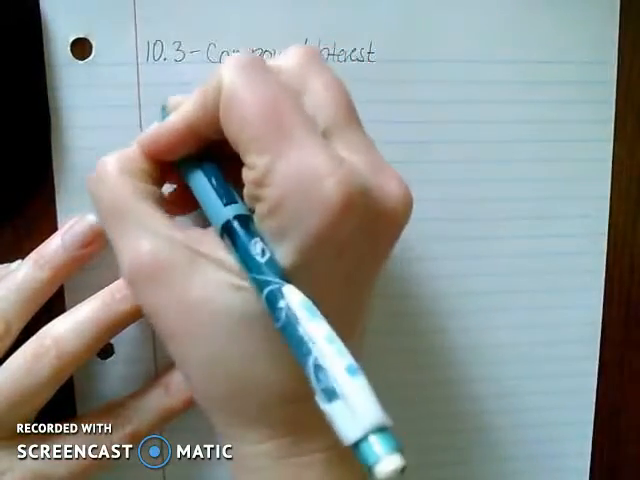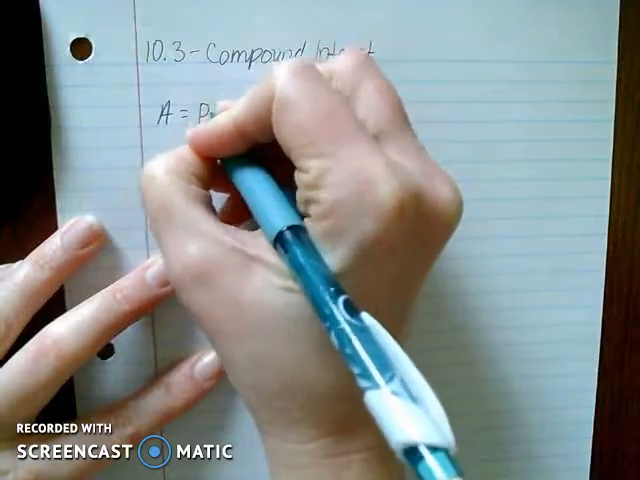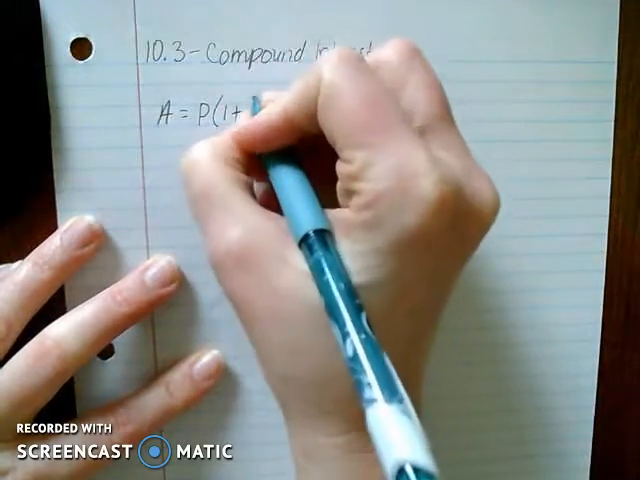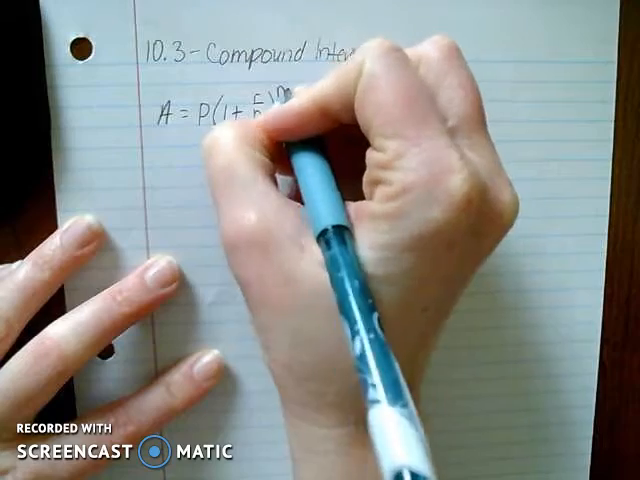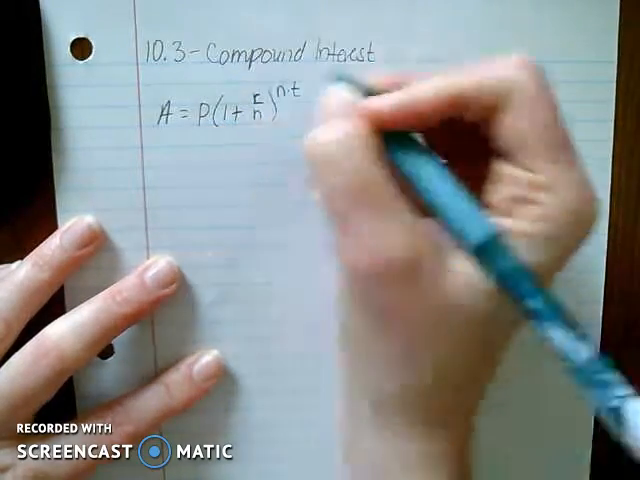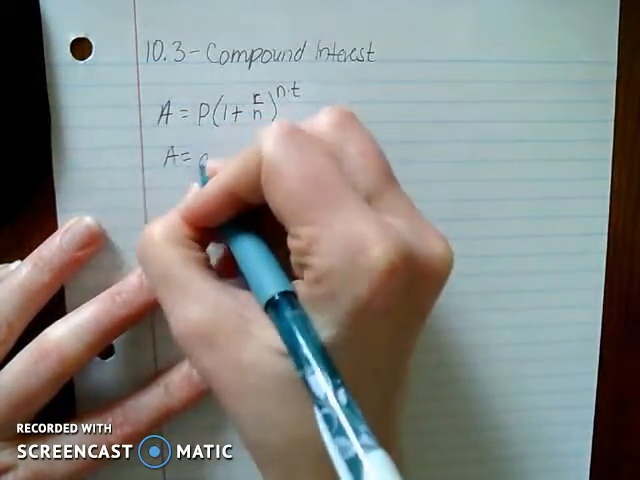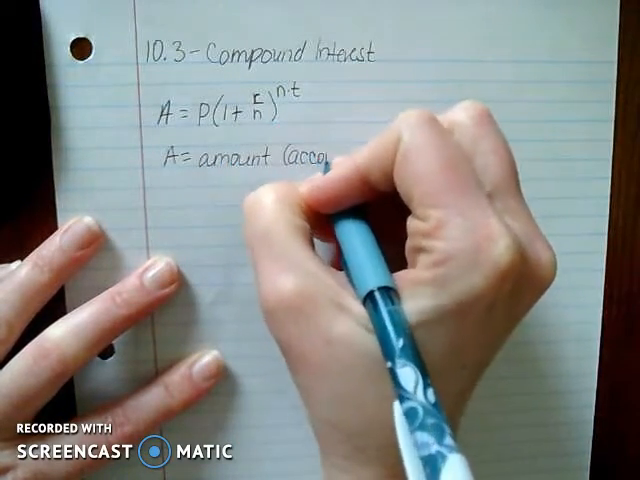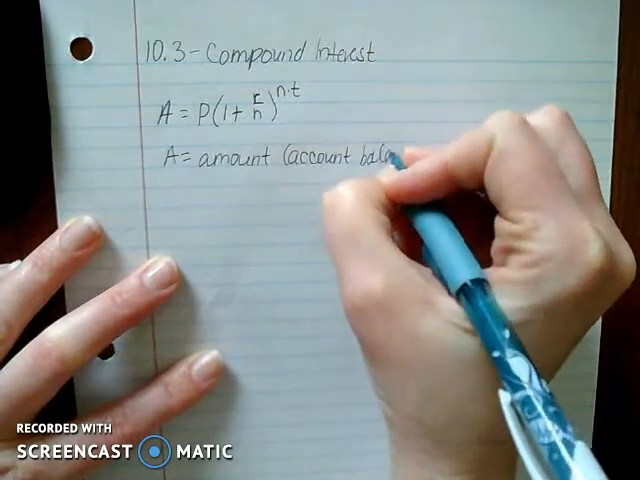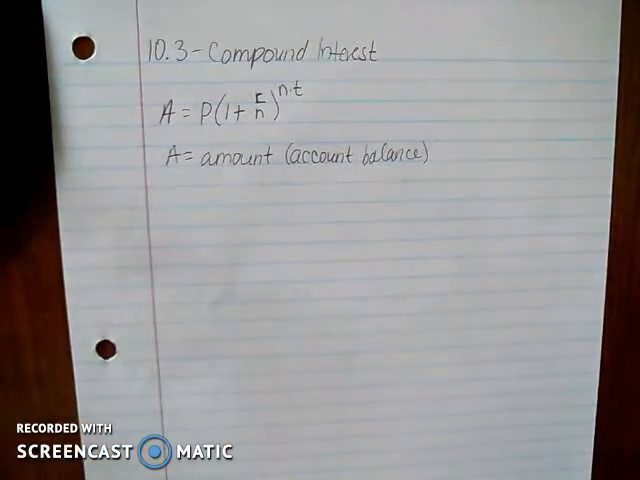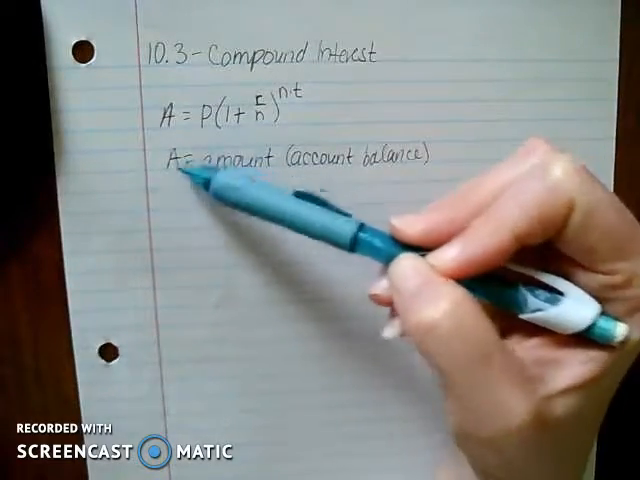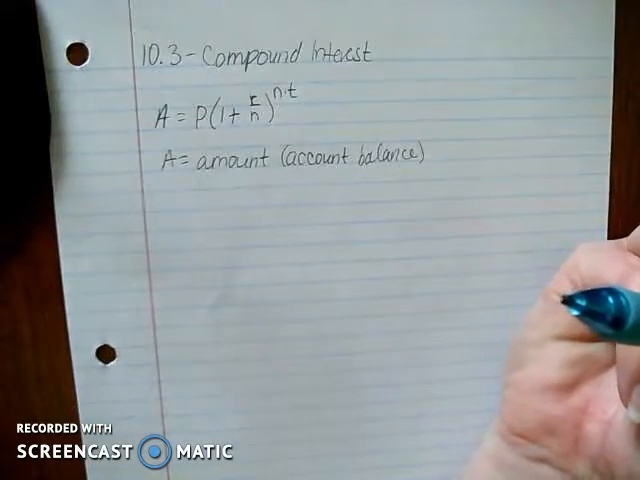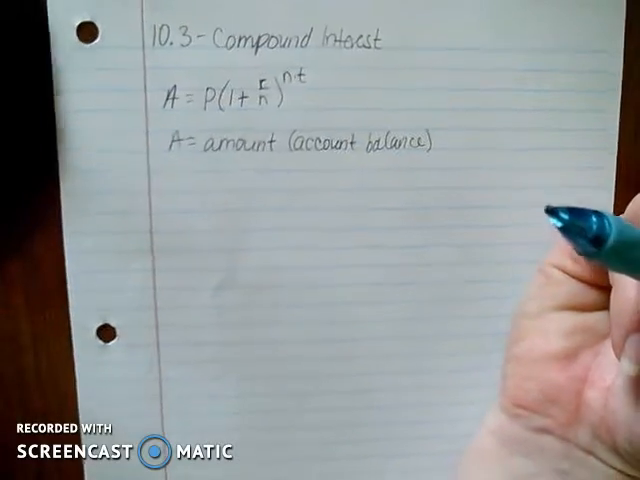Okay, so here's the formula. A equals P times parenthesis 1 plus R over N to the N times T. Okay, so A is your amount, or like I call it, the account balance. So that's your final amount. This one's a little bit different. With simple interest, you calculate the interest and then have to add that on to get your total amount. This one already gives you your total amount. So if they ask you how much the interest is, you have to subtract it out.